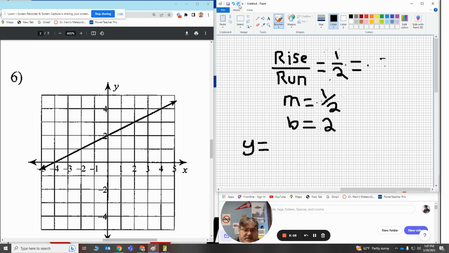If I was to write this in the form of slope-intercept form, y equals mx plus b, m is my slope. I would write y equals 1/2 x, and since the y-intercept is positive, I will say plus 2.